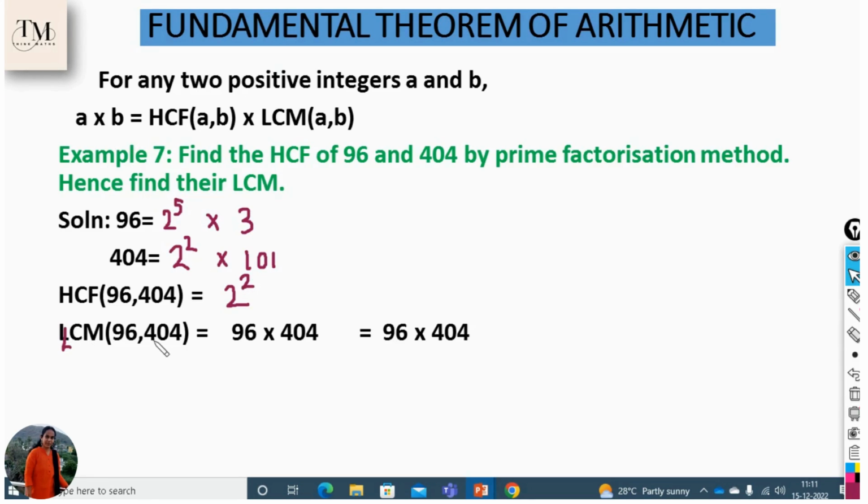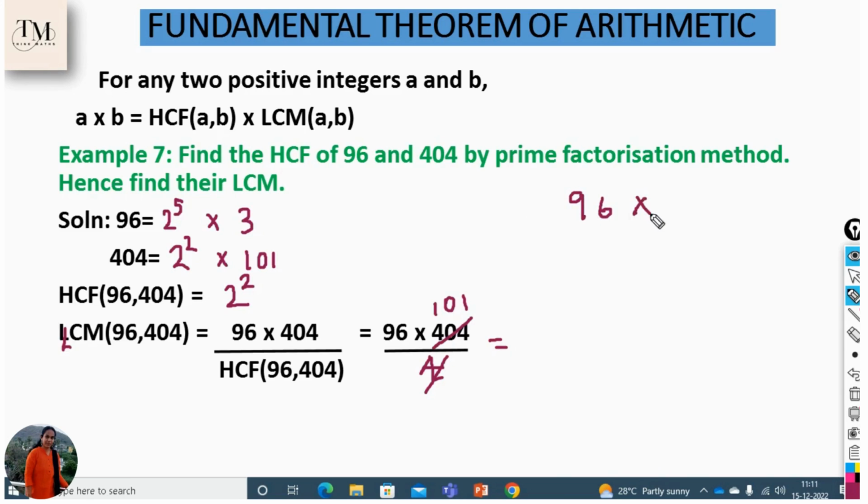So LCM of 96 and 404 equals 96 into 404 divided by HCF. So HCF is 4 here. So we have to write this number. HCF is 4, so if we divide 404 by 4, it goes 101. So 96 into 101. So what is 96 into 101?